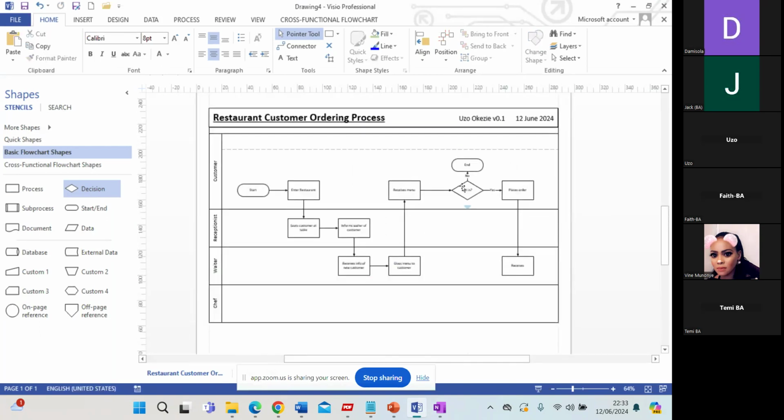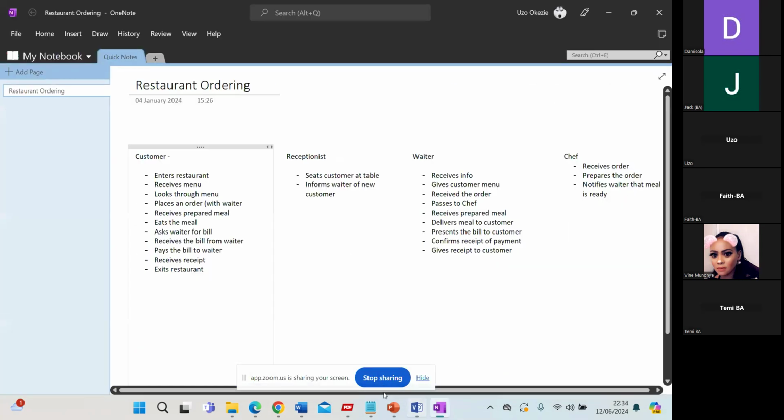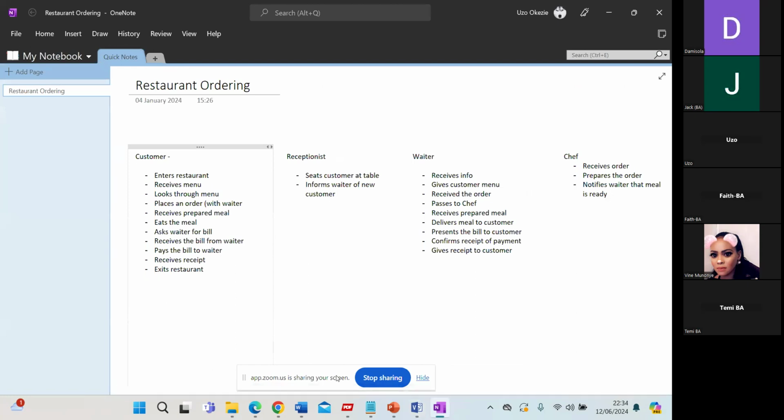But if he says, no, I don't want to eat in, I want to take away, let's just assume that the restaurant doesn't do takeaway. So that means he has to go, and that means the process has ended. But then this other process continues up until it ends here, where he exits the restaurant.